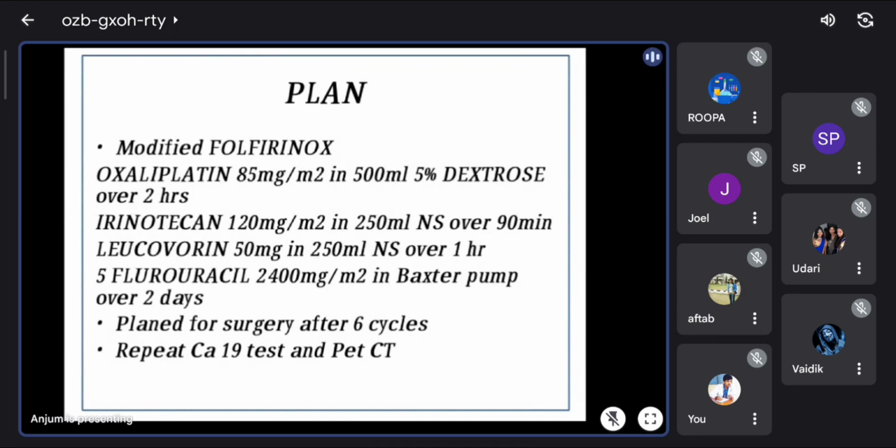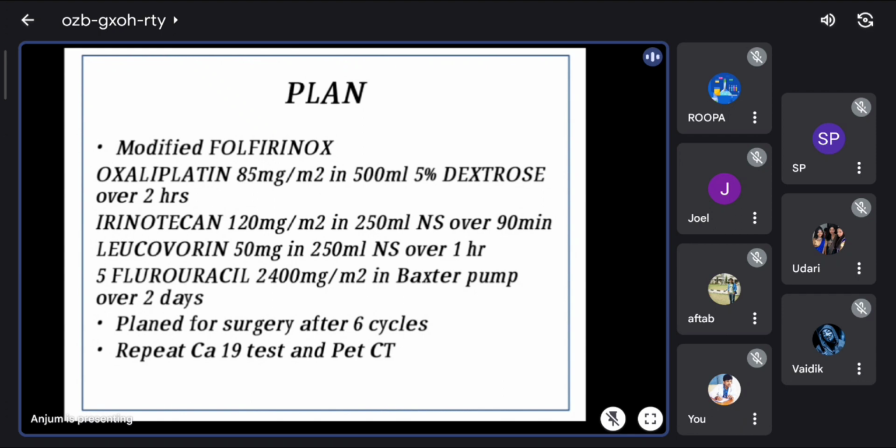For the modified FOLFIRINOX, we have changed the dose of leucovorin to 50 mg. That is, we did not calculate anything based on BSA. We gave a constant, solid dose of 50 mg leucovorin. Next was irinotecan. Previously for cycle 1 we gave 180 mg per meter square. That's the standard. But in modified FOLFIRINOX, we gave 120 mg per meter square.